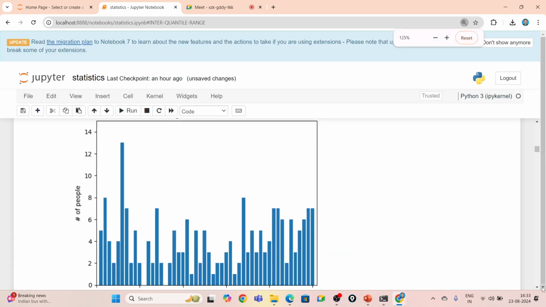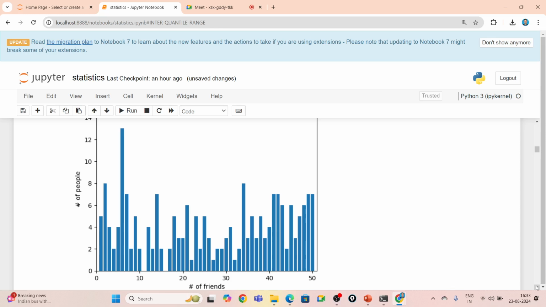Now what can you understand from this plot? If you see, there are values. I told you I have total how many values? 50 values, starting from 0 to 50. And here it is frequency. In this frequency, if you see, the maximum value is there for 6. This number is 6, which we have here.